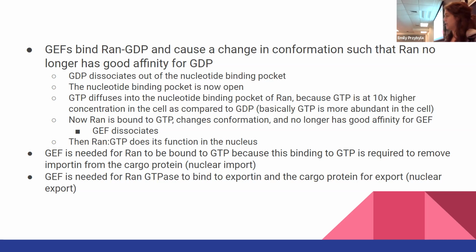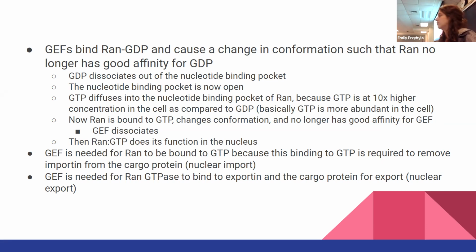So GTP comes into the binding pocket of RAN. That's what a GEF does. A GEF takes out the GDP. Well, technically, it binds RAN and changes conformation so that RAN releases GDP. It doesn't actively take it out, but it causes a conformation change in RAN so that it releases its GDP so GTP can come into the binding pocket. When RAN is bound to GTP, it changes conformation again, and it no longer has good affinity for the GEF. So that dissociates. GEF does not stay bound. And then RAN-GTP can do its function, which we will get into.